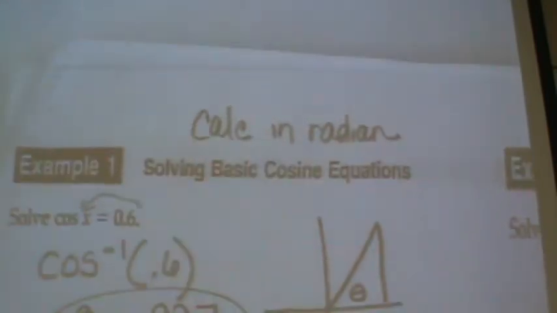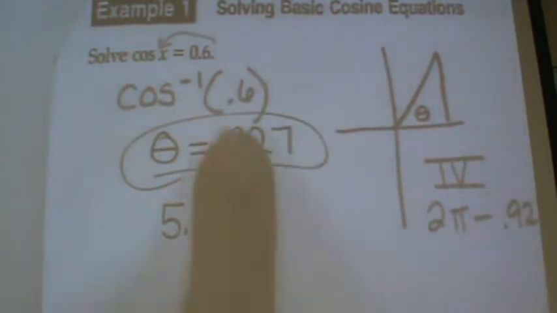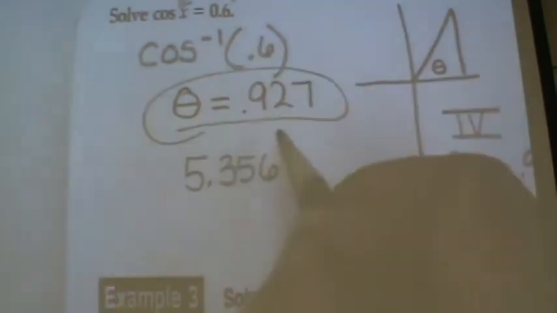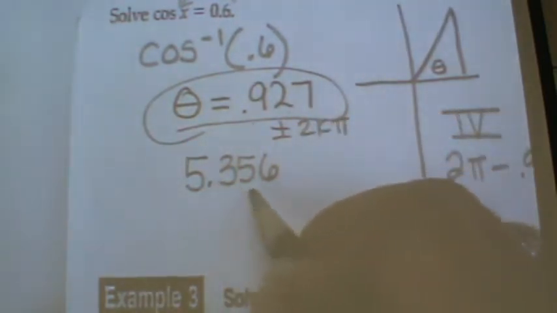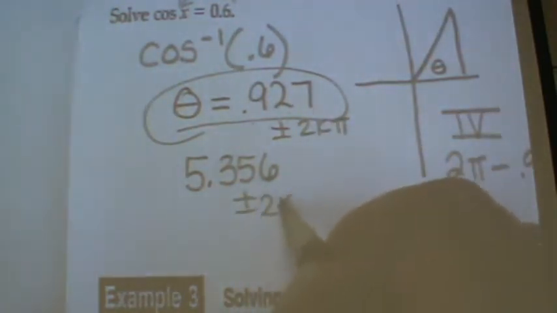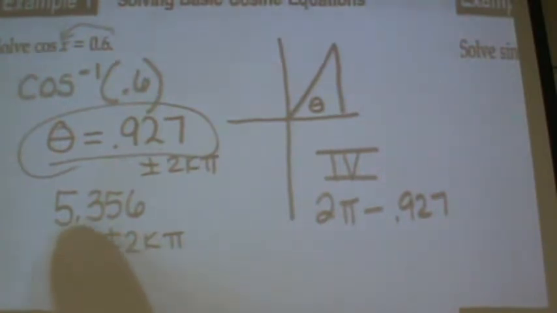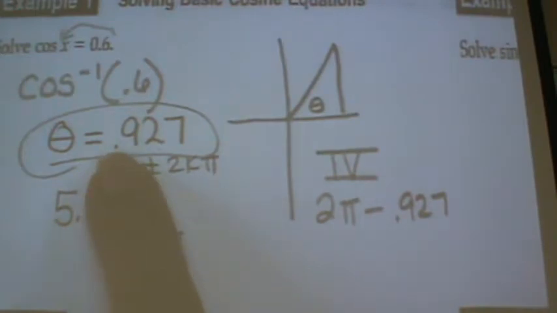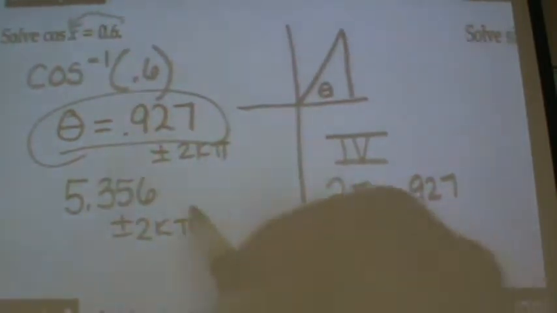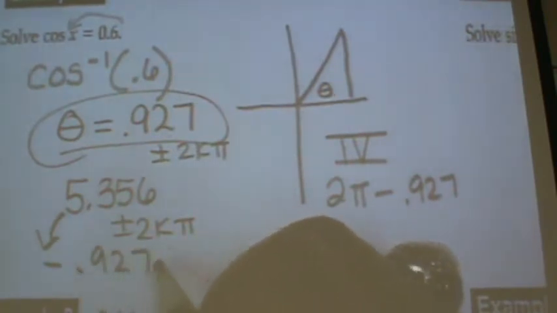5.356. And now, if the question says find all answers, you add 2k pi to these. So you would write 0.927 plus or minus 2k pi and 5.356 plus or minus 2k pi. Now there's another way to write 5.356. Does anyone know how to do it another way? How do you write 5.356 going backwards? It'd be negative 0.927. So this answer is the same as negative 0.927.